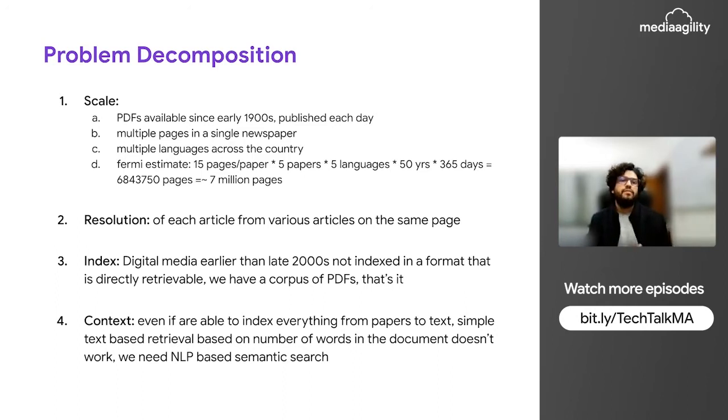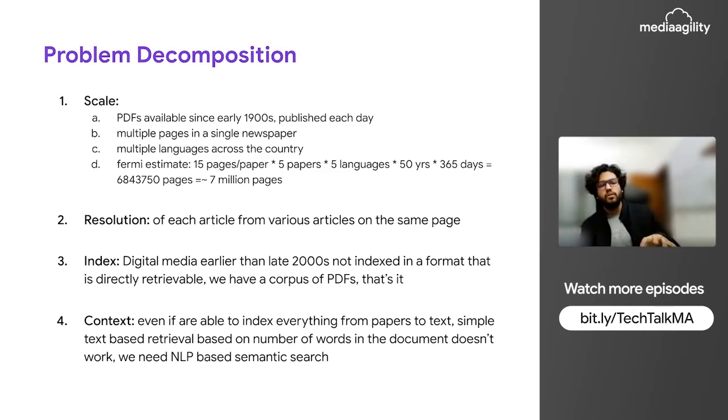Okay, so the first problem that you face is again scale. If you just have a Fermi estimate for that, a back-of-the-paper calculation: if on a single day you receive one newspaper with 15 pages, and you have, say, 5 papers on a single day, and then again from 5 languages, and even if you do this for just 50 years, you have around 7 million pages. So it's humongous to process this.